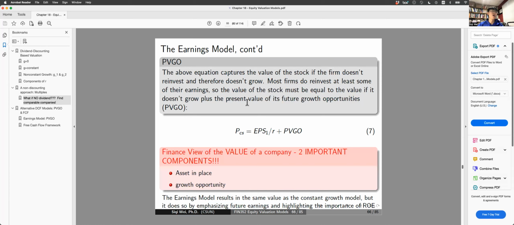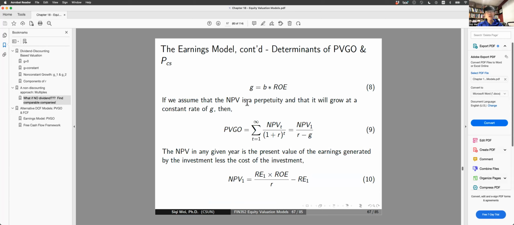Now, how about the PVGO? Let's introduce PVGO into our analysis. Suppose the firm does have some capacity for future growth. Your share price can be generalized to the summation of asset in place and the growth opportunity. Now think about the establishment of a present value of growth opportunity. Like I mentioned in class, you can think of the value of the company as the value of a series of net present value projects.